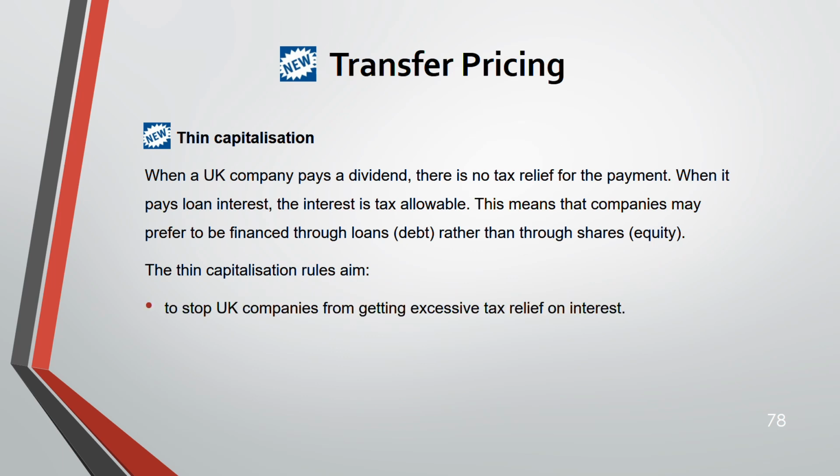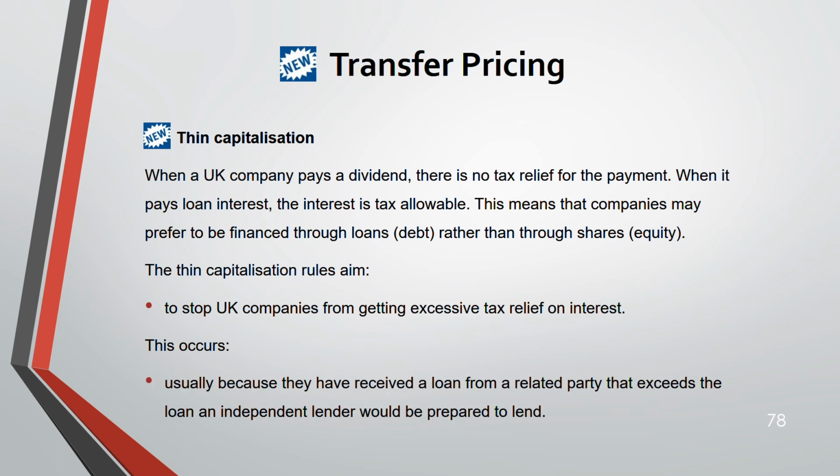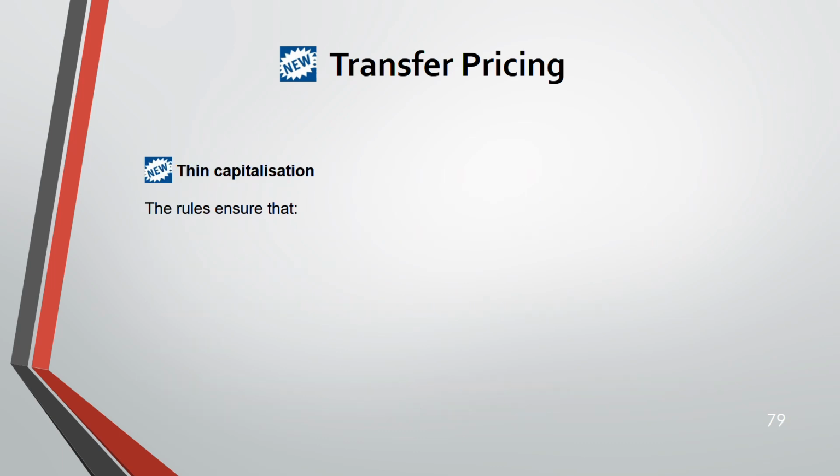Thin capitalization means to stop UK companies from getting excessive tax relief on interest. This usually occurs because they have received a loan from a related party that exceeds the loan an independent lender would be prepared to lend. If you are taking from a related party, it's very easy. Because of the relationship, you might take a bigger amount of loan and get excessive tax relief that you would not have got from an independent lender. It's difficult to get from an independent lender. We all know that, right?